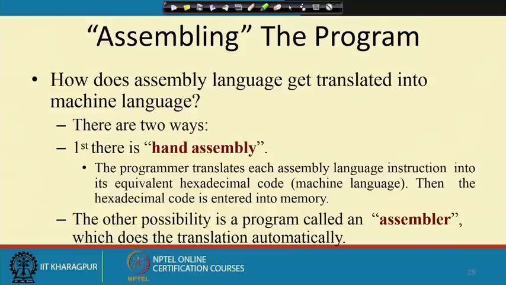So, the other possibility is that they use a program called an assembler. So, this assembler program is just like the compiler. Compilers translate high level language programs to machine language, and assemblers can convert the assembly language program to machine language. In fact, if you look into any compiler, it will have one stage called assembler. No compiler translates a program directly to machine language; it converts it into assembly, and from the assembler it will be converted into machine language.